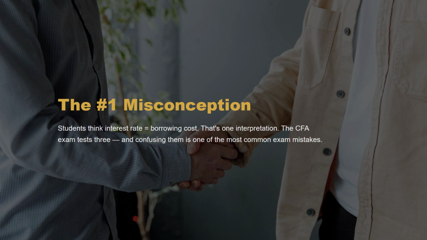But the CFA exam tests 3 distinct interpretations, and confusing them is one of the most common mistakes on the exam. Think of it this way. If I lend you $100 for 1 year at 5%, that 5% simultaneously represents 3 different things.